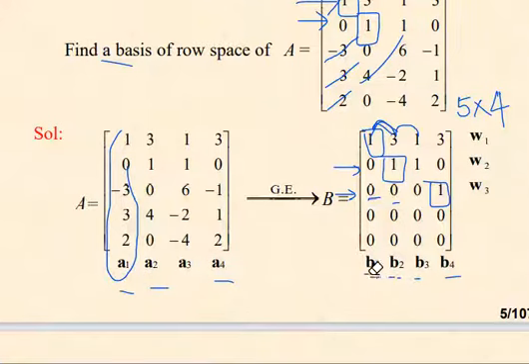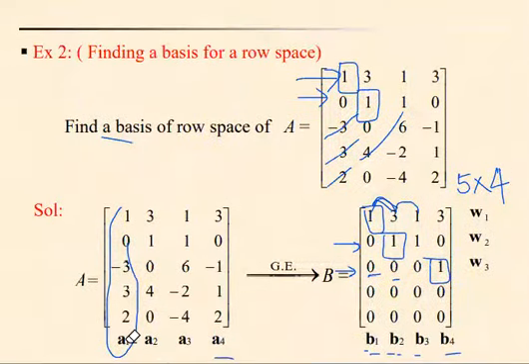So because B1, B2, B3 are linearly independent, we can then say A1, A2, A4 are also linearly independent, right?